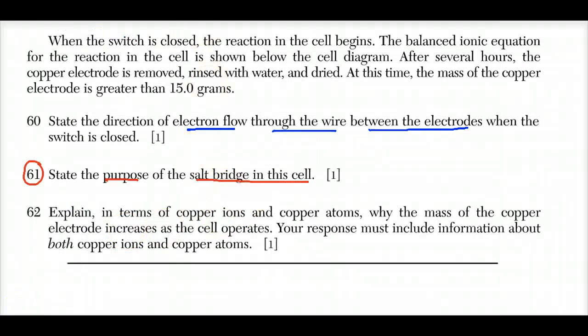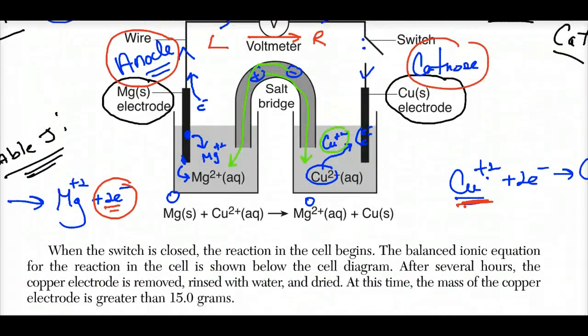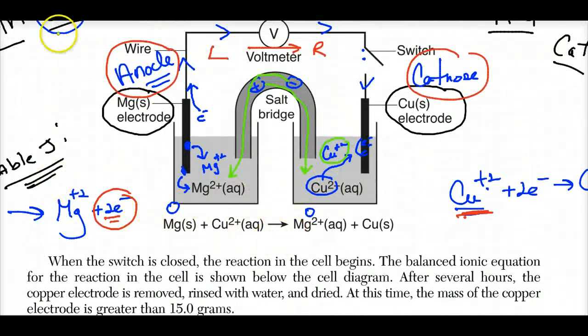Number 62. Explain in terms of what? They want you to answer this a certain way. In terms of copper ions and copper atoms, why the mass of the copper electrode increases. Okay, so I've kind of alluded to this already. Why does the copper mass increase? Because reduction is occurring. Look at your reactions. Copper plus 2 becomes copper solid. They're even telling you that.